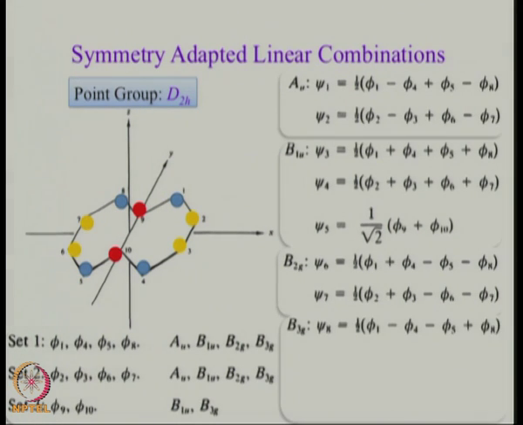And finally, B3G, these are the answers. So, what we can do, as we have seen, is that using projection operators, we can generate some symmetry adapted linear combinations, which give us the right symmetries.